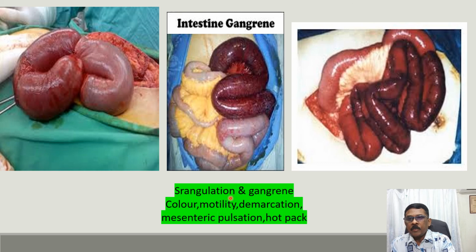So how do you determine this? By the color, motility, and demarcation. Also, you can look for the mesenteric pulsation in the mesentery. And sometimes, if it is not clear, you may use a hot pack to cause vasodilatation and see whether there is an improvement in the color of the intestine. Here again you can see this is gangrenous bowel and this is ischemic bowel.